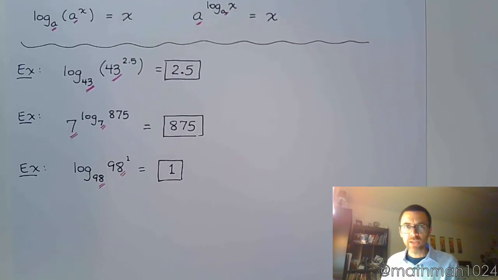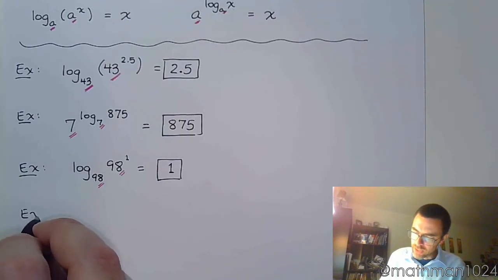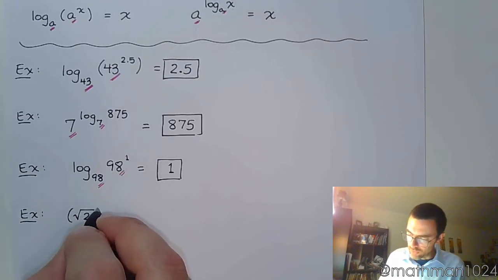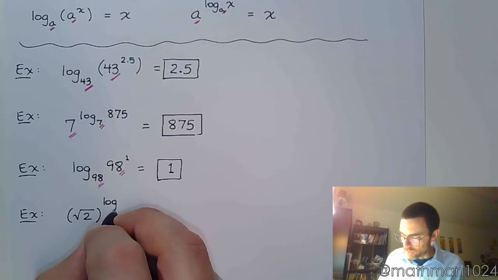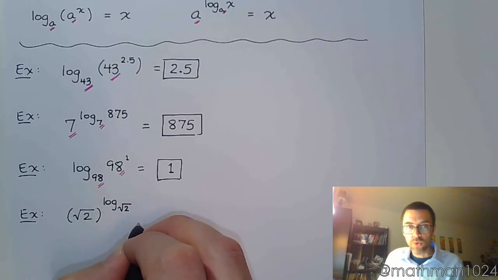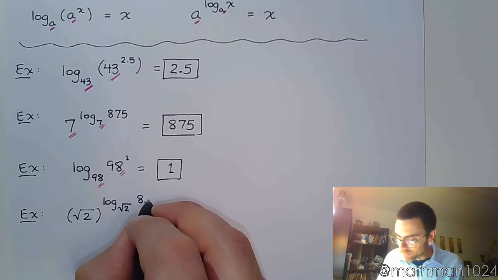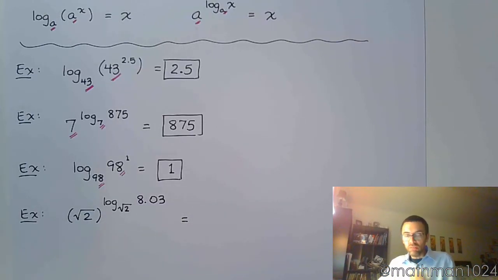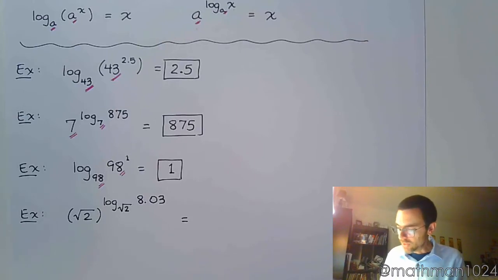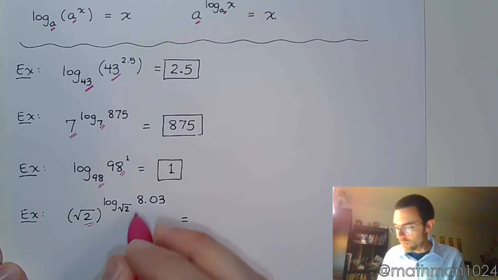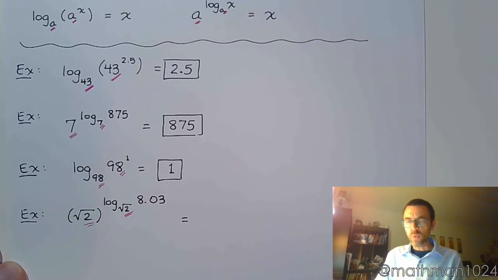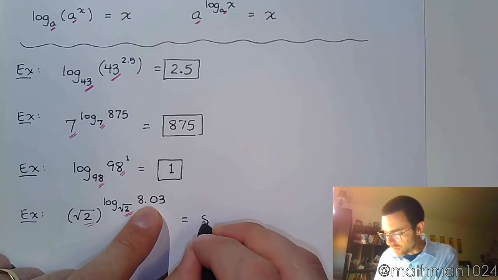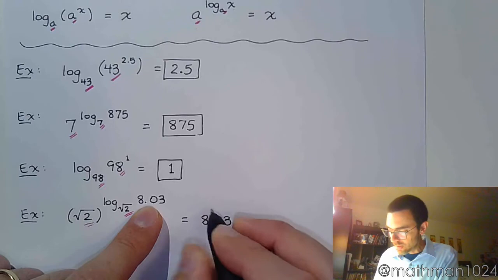right? And sometimes these expressions get really mean and nasty. If I take the square root of 2, and I raise this to log base square root of 2 of 8.03. So gross. Can't even stand it, right? Well, check this out. The base here is the square root of 2. The base of the log in its power is also the square root of 2. So based on the theorem of inverses, my answer should just be the expression inside here. So 8.03.